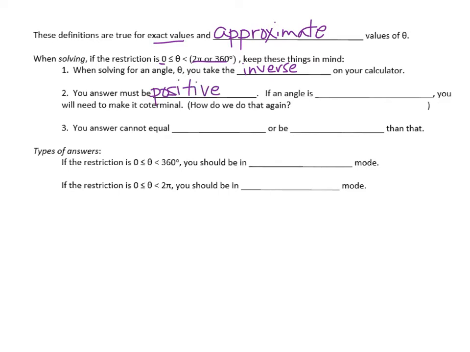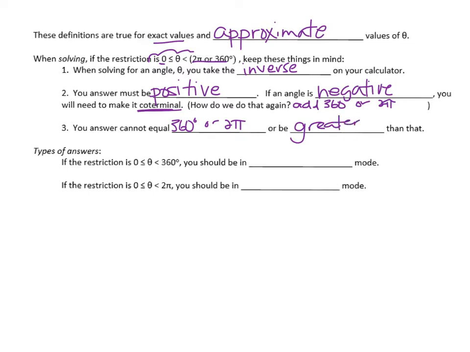So what happens if you get a negative answer on your calculator, because you will from time to time? You're going to want to make it coterminal. We haven't seen that in a long time, but to make something coterminal, what you want to do is either add 360 in degrees or 2 pi in radians to that, and it should make your answer positive. One final thing to note is if we keep this restriction up above, notice your answer cannot actually equal 360 or 2 pi, and it cannot be greater than that value.